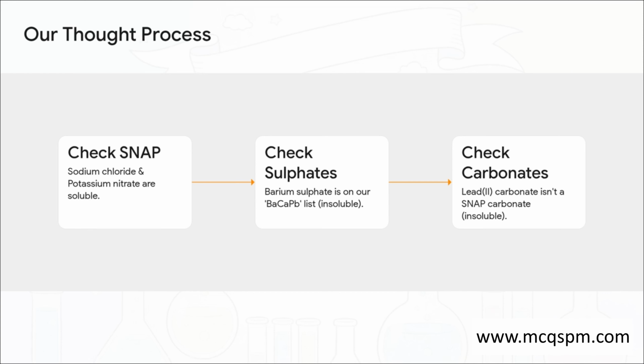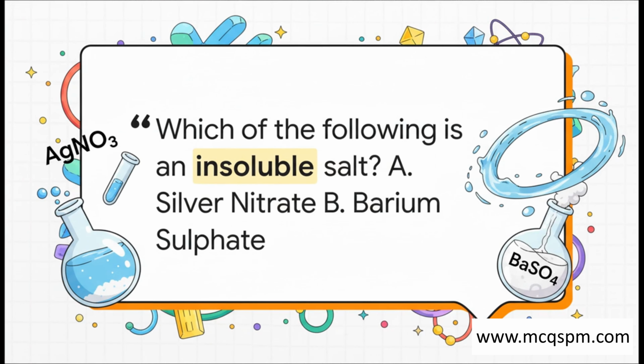Let's check barium sulphate. Is it on our BACHA PEB list for insoluble sulfates? Yep, there it is. So that one's insoluble. And what about lead 2 carbonate? Well, it's a carbonate and it's not a SNAP one, so it has to be insoluble too. Boom! The answer is II and IV. See how quick that was? No stress at all. Let's do one more, just to be sure.